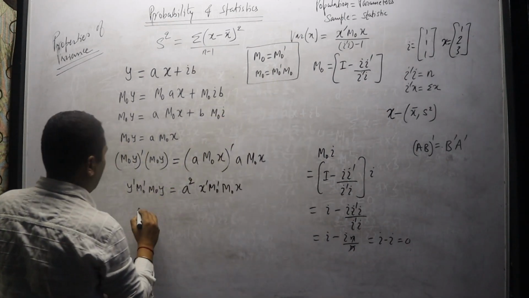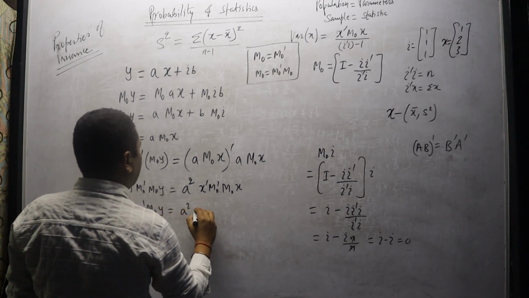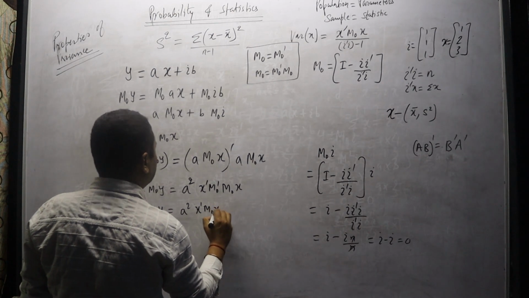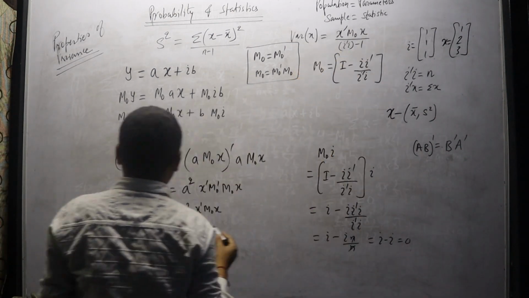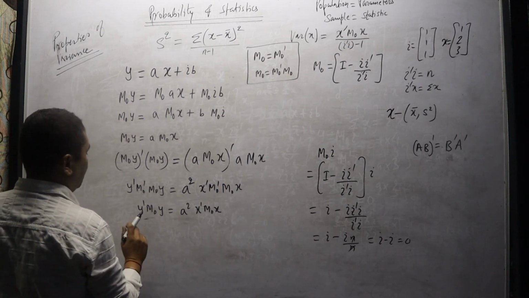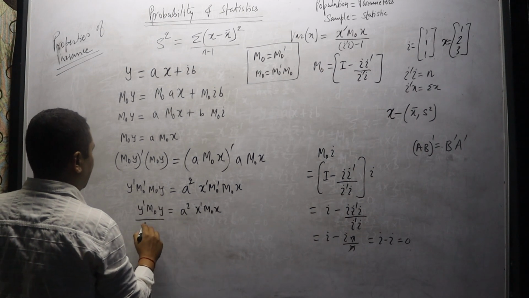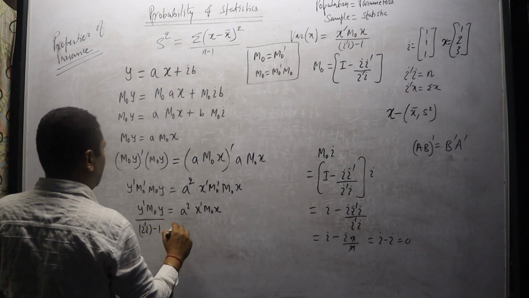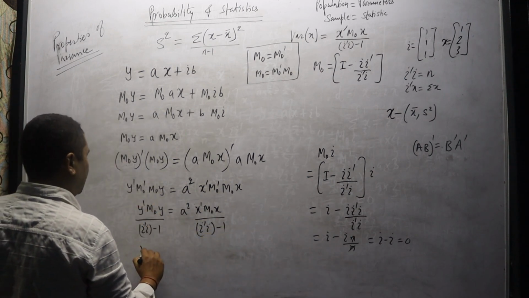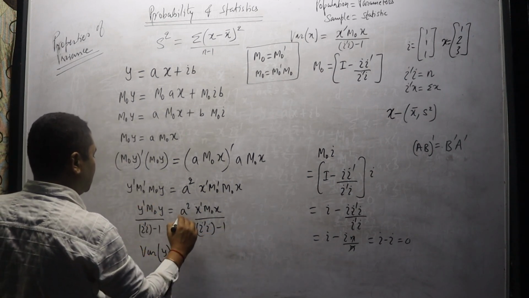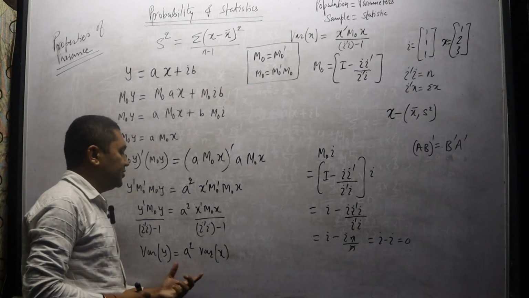So this relationship is y transpose m0y, which is equal to a square times x transpose m0x. And we know the variance in matrix form. If we divide this by n minus 1, or n for population and n minus 1 for sample, that is, divide both sides by i transpose i minus 1, then we get the variance of y equal to a square times the variance of x. So through the vector counterpart as well, we derive the same relationship.